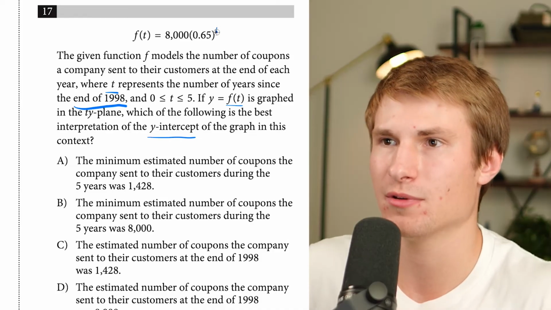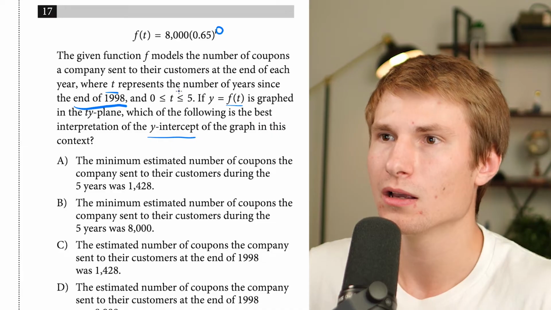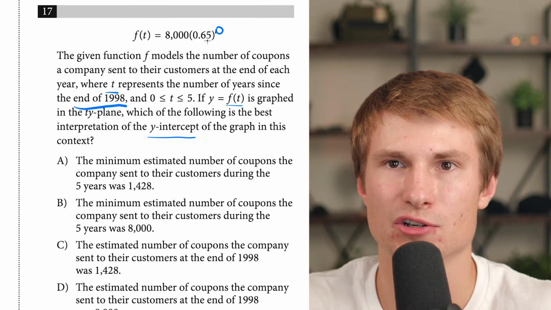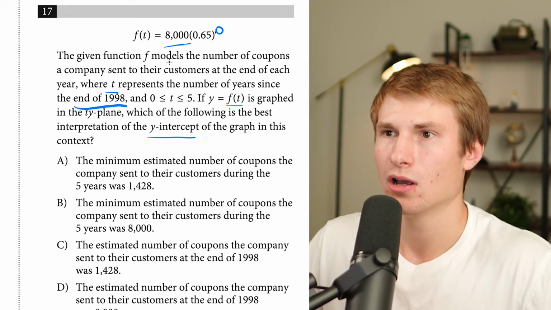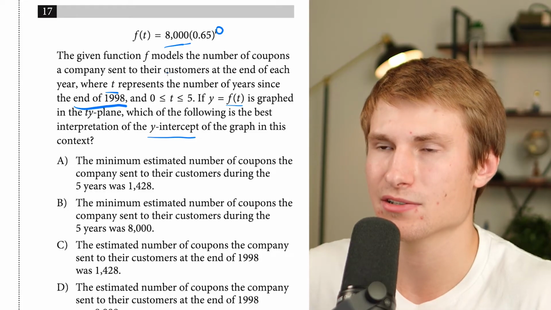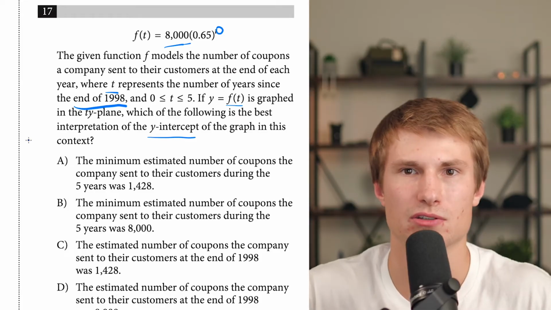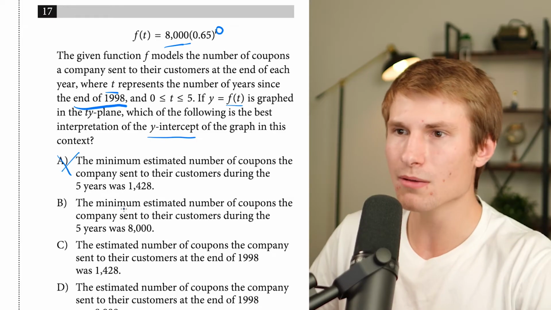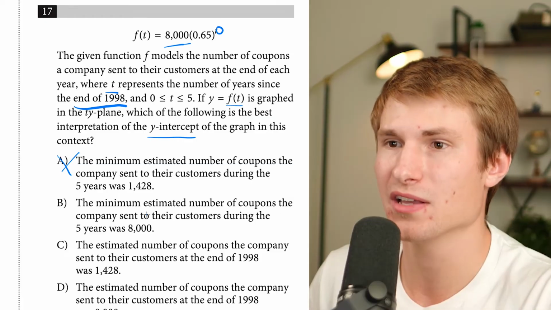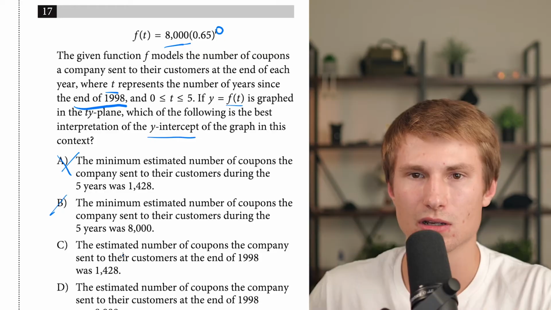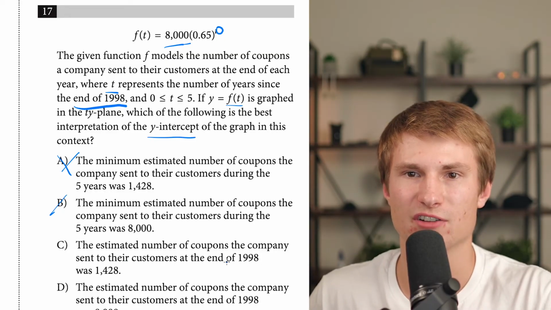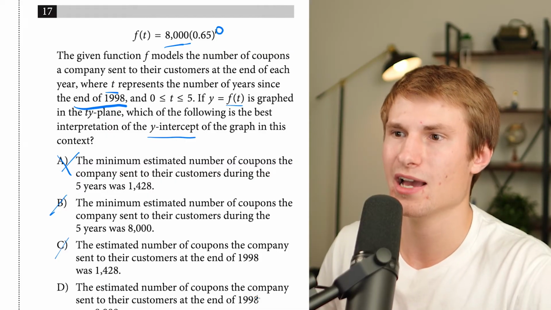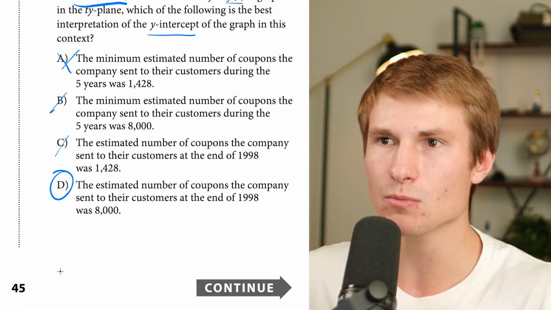Well, our y-intercept is going to be where t is 0. We know that that would be at the end of 1998. And where t is 0, we know that 0.65 to the power of 0 is 1, so we're just going to have the initial value. Now, f of t is modeling the number of coupons the company sent. That would mean that at the end of 1998, they had sent 8,000 coupons. Option A, the minimum estimated number of coupons the company sent customers during the 5 years was 1428? No. B, the minimum estimated number of coupons the company sent to their customers during the 5 years was 8,000? No. C, the estimated number of coupons the company sent to their customers at the end of 1998 was 1428? No, it should be 8,000. D, the estimated number of coupons the company sent to their customers at the end of 1998 was 8,000. That is correct.